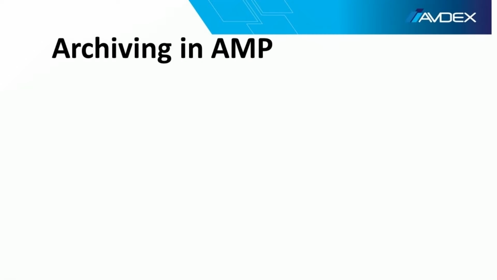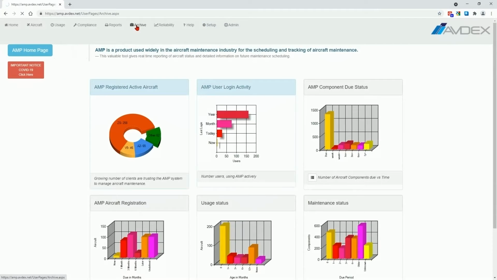Archiving in AMP. AMP allows for the uploading of various documents to ensure rapid access and storage security. Only aircraft linked to the AMO may have documents linked and uploaded. Select the archive on the main menu.